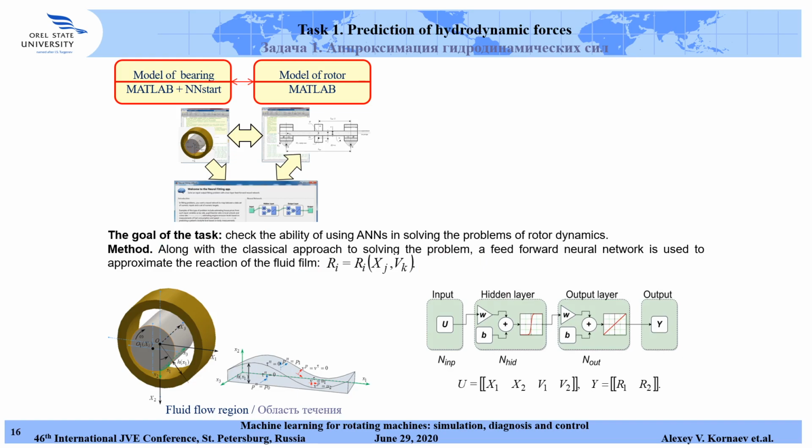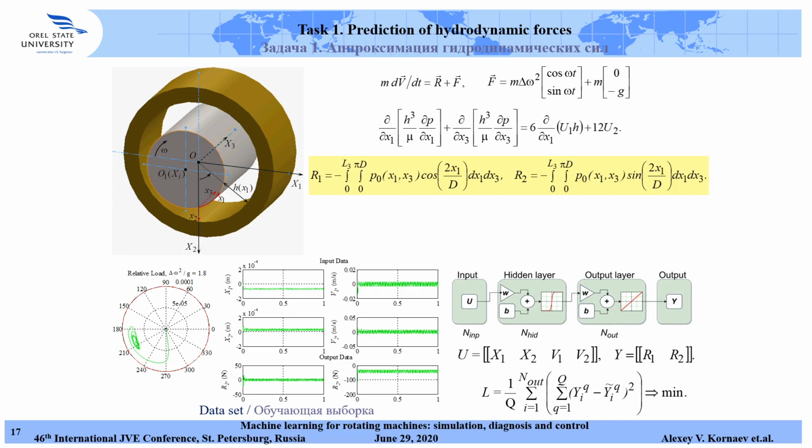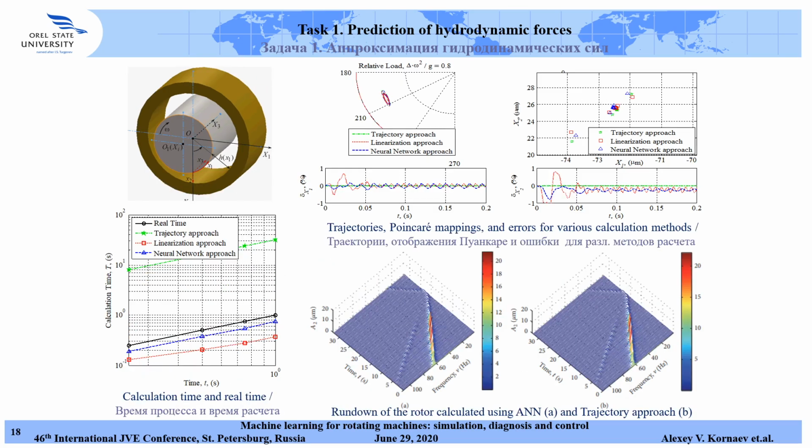In our task 1, we used a fitting neural network with 4 input neurons, one hidden layer with 10 neurons, a sigmoid activation function, and 2 output neurons. The network was designed in MATLAB and Stack. The dataset for the network we received from our simulation program of rotor dynamics. We took about 100,000 points for the dataset. Then we trained the network to approximate the dataset and got very good results.